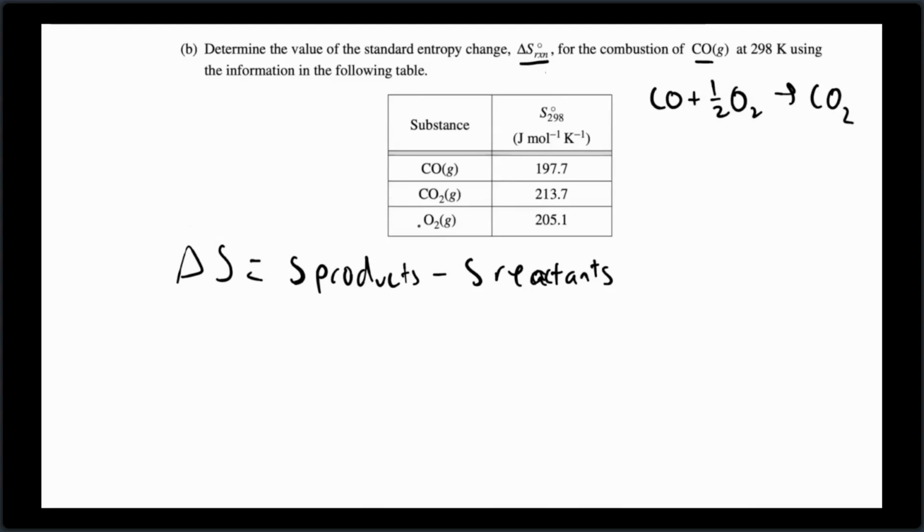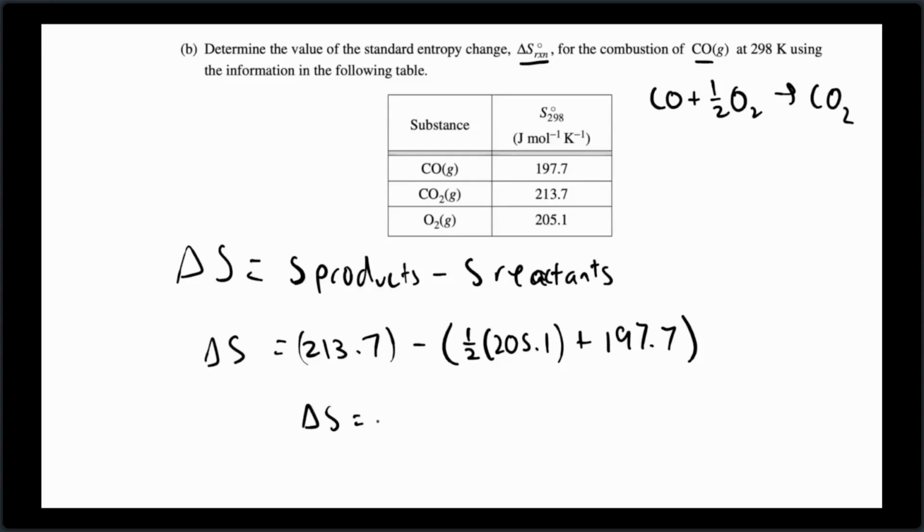Since we have carbon dioxide as our products, we can put 213.7, and we subtract that by, and as you can see for the oxygen, there's a 1/2 coefficient. So we have to remember that we have to multiply 205.1 by 1/2, and we add that to our carbon monoxide entropy, which was 197.7. And the reason why we add those is because they're part of the reactant side. And if you do the math, our standard entropy change will be negative 86.5 joules. And that's your answer for question B.